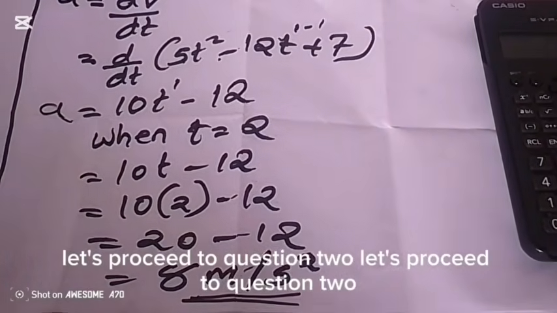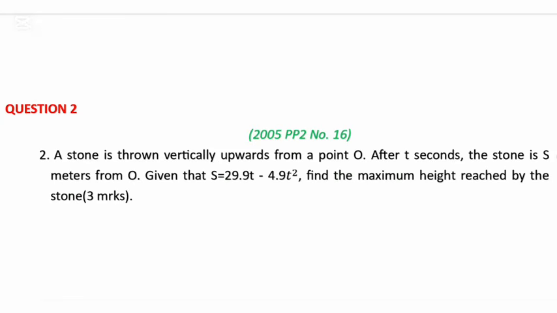Let's proceed to question 2. It was a 2005 question. It states, a stone is thrown vertically upwards from a point O.